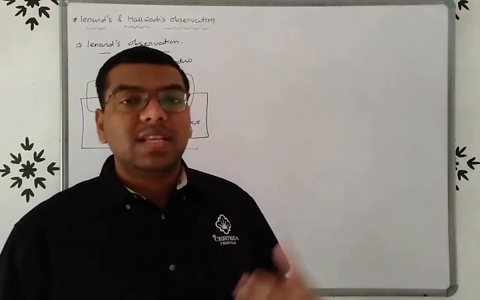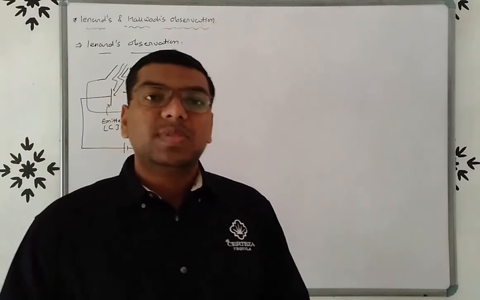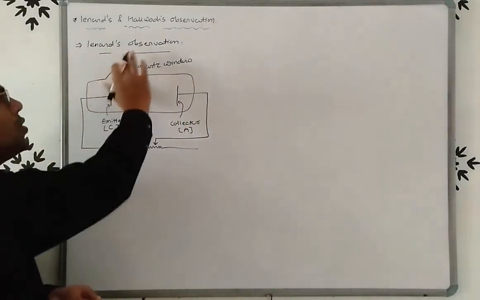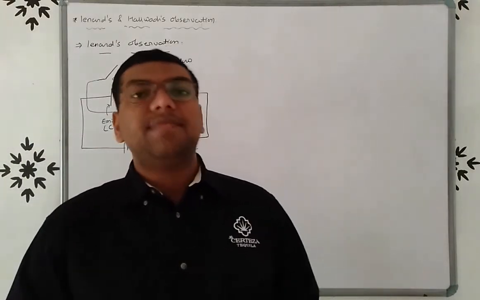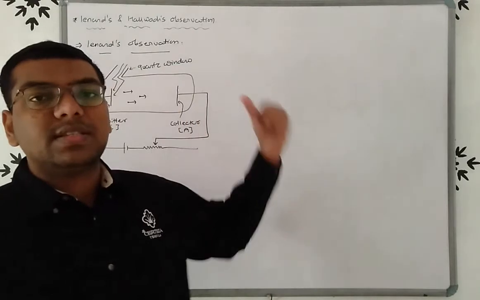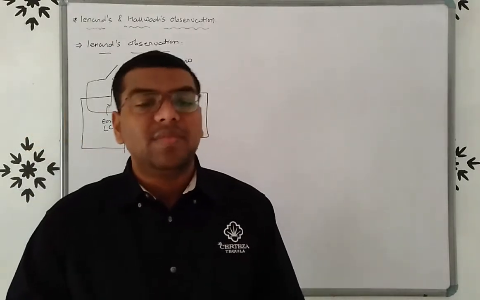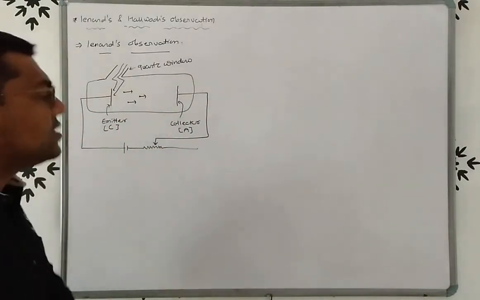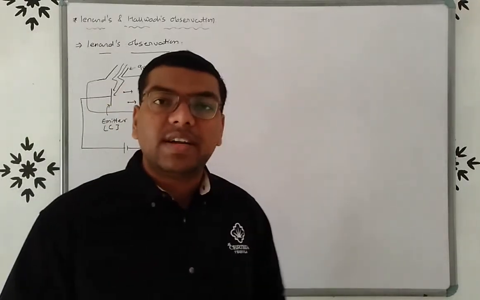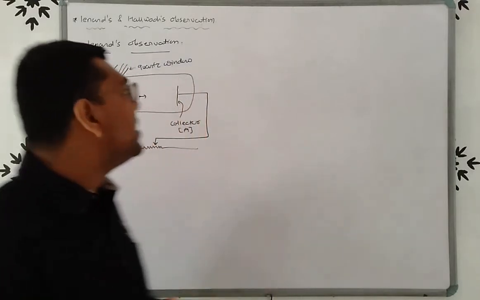So from this, Lenard observed that if there are no UV rays, then there is no flow of current, right? And if the intensity of these rays changes, then the current will change. So friends, this is about Lenard's observation. Once again friends, I repeat it.